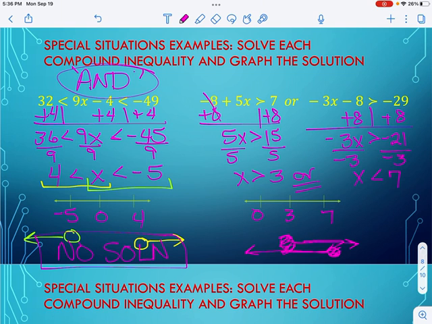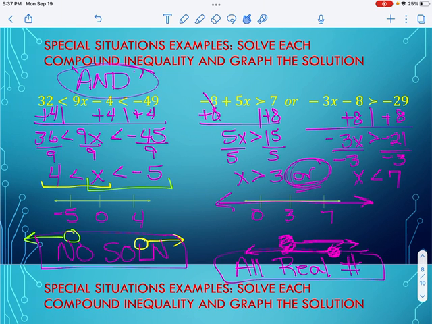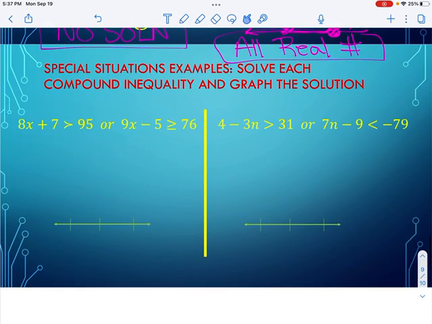And if you notice, this is an or, remember that, meaning I get everything from all of it. So that one would actually fill the whole graph. And what we would say is that is an all real numbers graph, meaning no matter what we plug in, it's going to work. Okay, let's try a couple other ones.